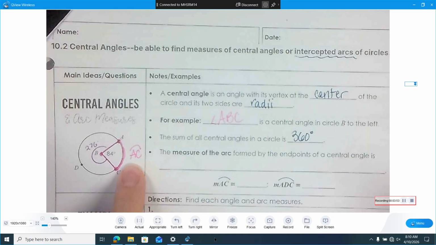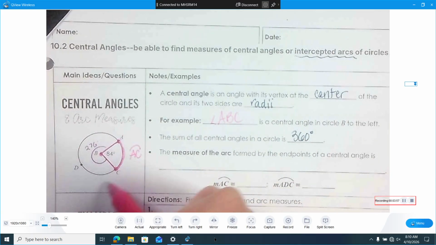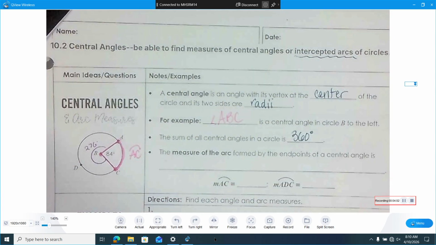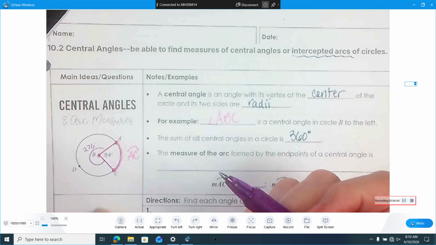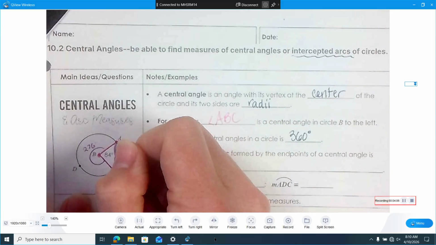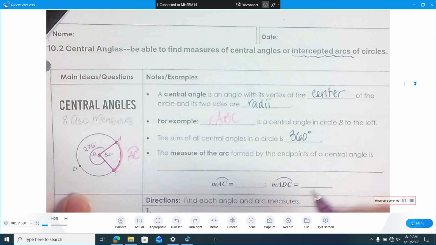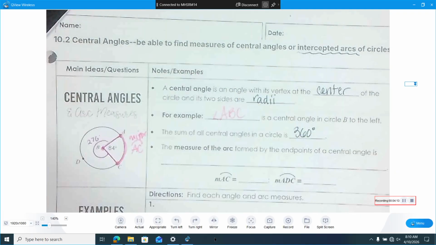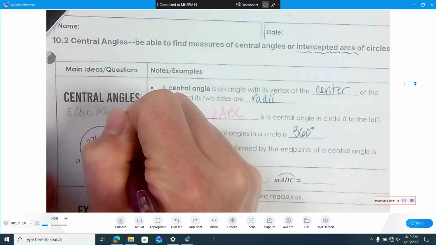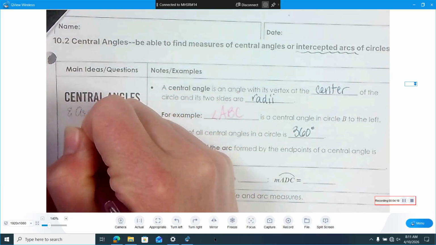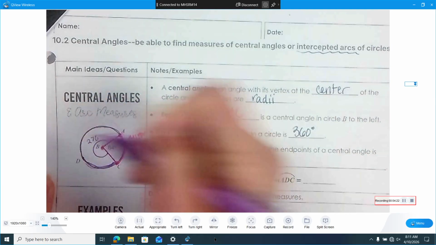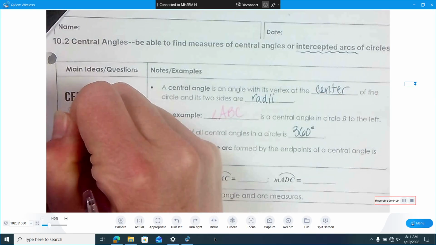This is called a minor arc, as opposed to a major arc. What do you suppose the difference between a minor and a major is? Smaller and bigger. Yeah, a major arc is bigger than 180 degrees. So this is a minor arc, M-I-N-O-R. And over here in this purple, this would be a major arc all the way around.